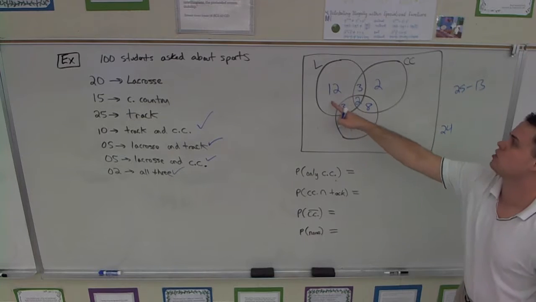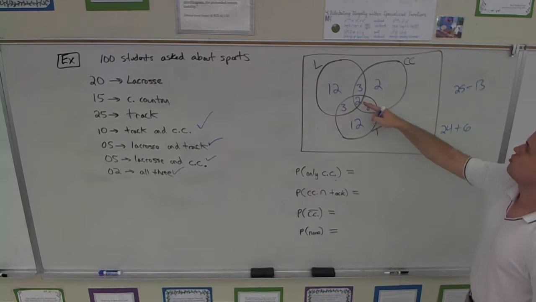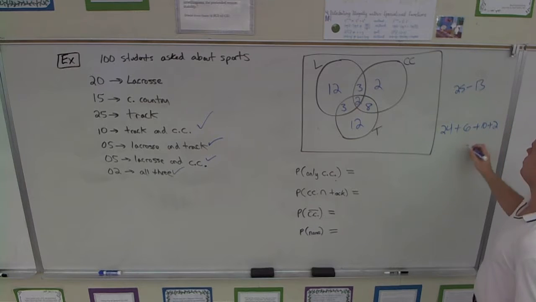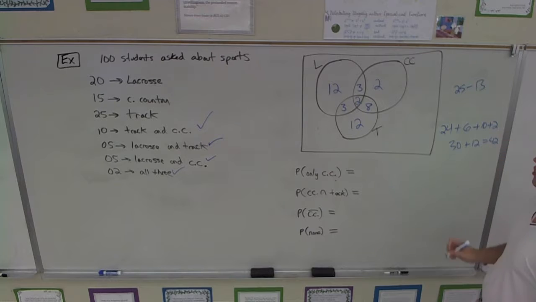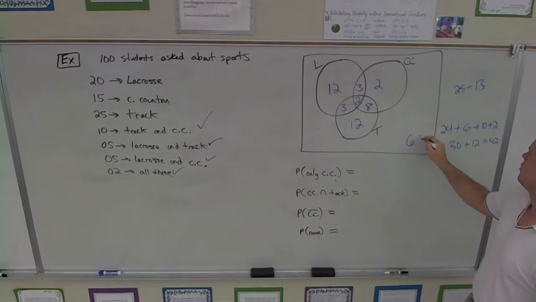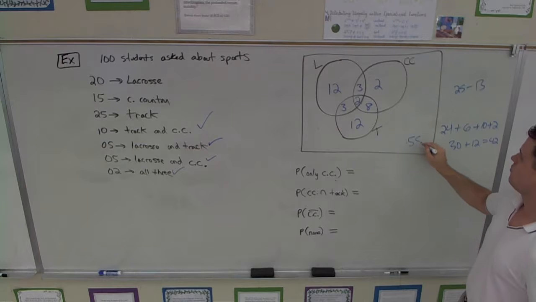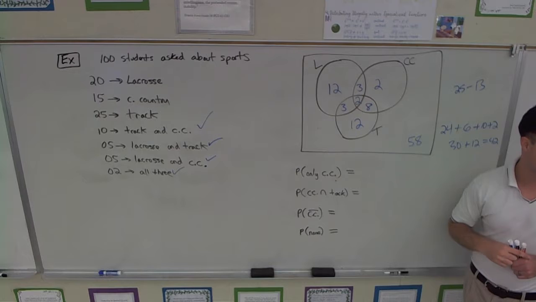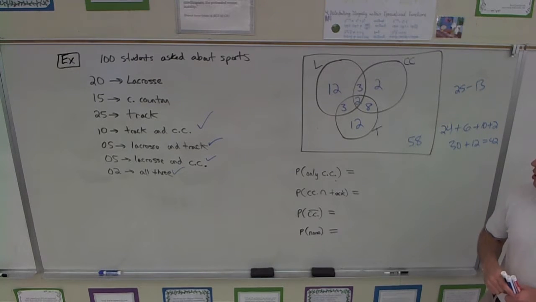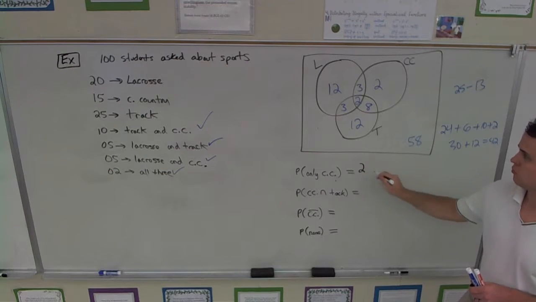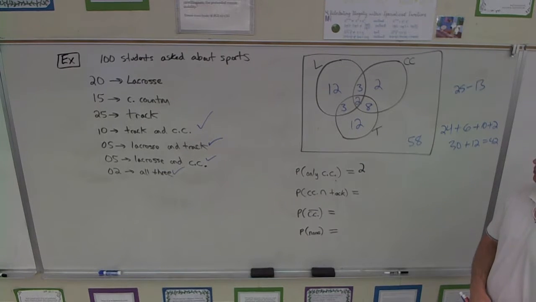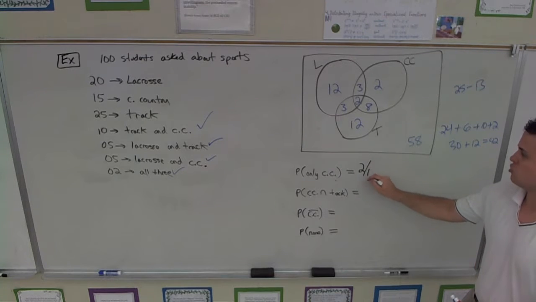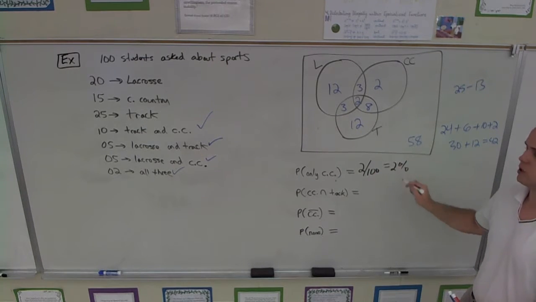I'm going to play it safe though and say 24 plus 6 plus 10 plus 2. So I get 30 plus 12. I got 42. So that means there's 58 people left over. So now we should be able to answer pretty much any question they ask us, no matter how complicated. We could answer how many played cross country only. 2. So that could be 2 out of 100 for 2% if we wanted to turn it into that.